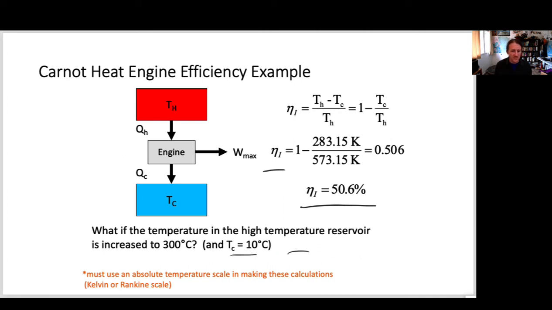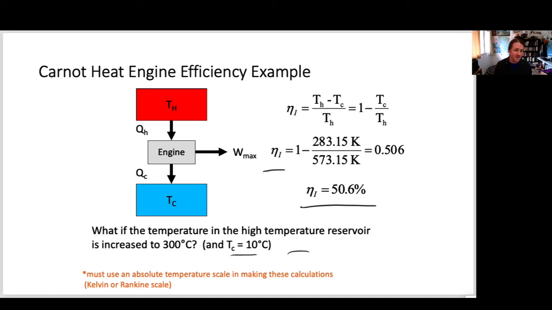And so let's see how that plays out. What if the temperature for the high temperature reservoir increased and now it's 300 degrees? We still have the same cold reservoir. In this case, we have a higher possible efficiency. We can get an efficiency up to 50% if we have a hotter temperature on the hot side.